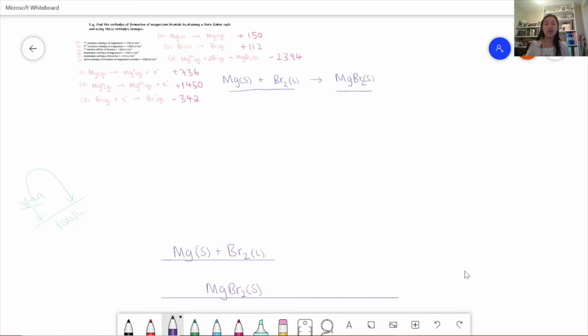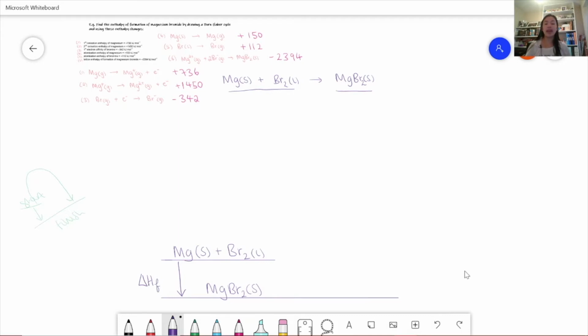And so to get from this magnesium solid and bromine liquid to the magnesium bromide, it's an exothermic reaction. We know that because when we form bonds, energy is released. So that arrow goes down, and that's the value we're trying to find. So I'm going to call that delta H of formation.